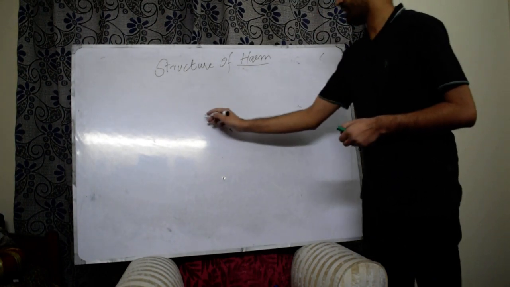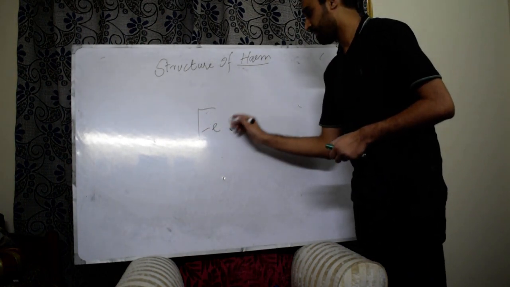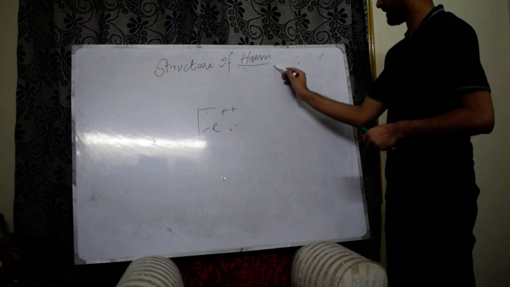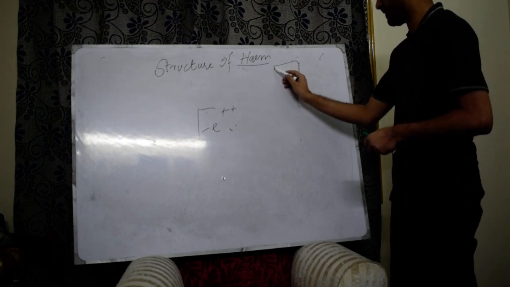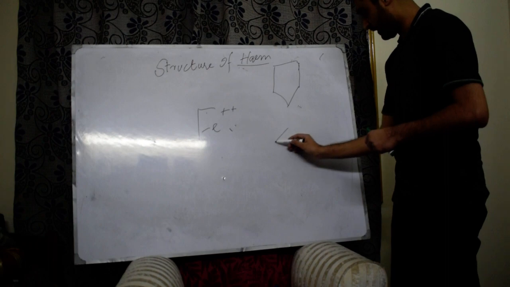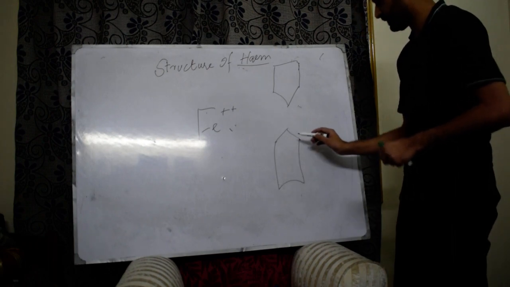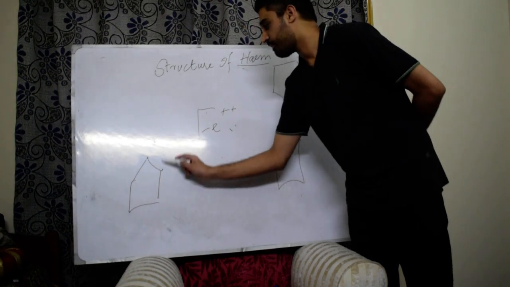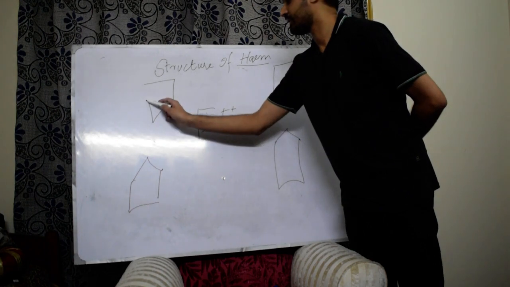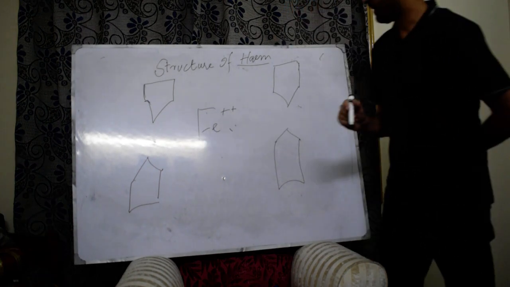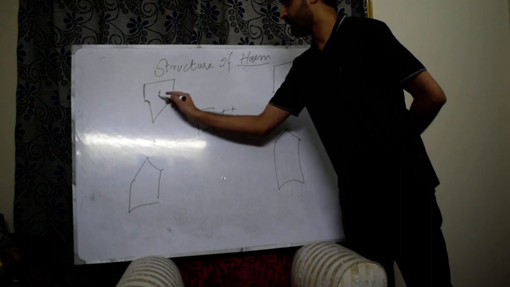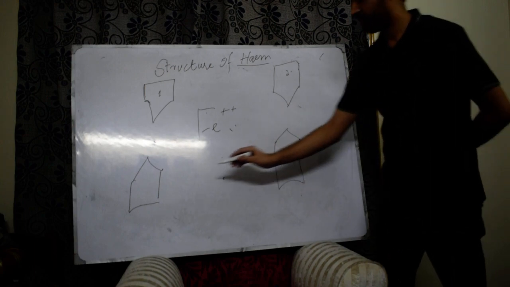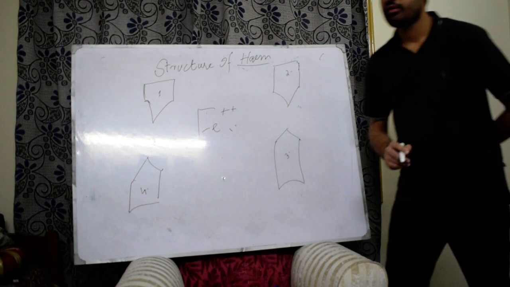Heme has a structure with iron in the middle. This iron is in the ferrous state. There are 4 pyrrole rings here: pyrrole ring number 1, number 2, number 3, and number 4. So the total pyrrole rings are 4 in number.